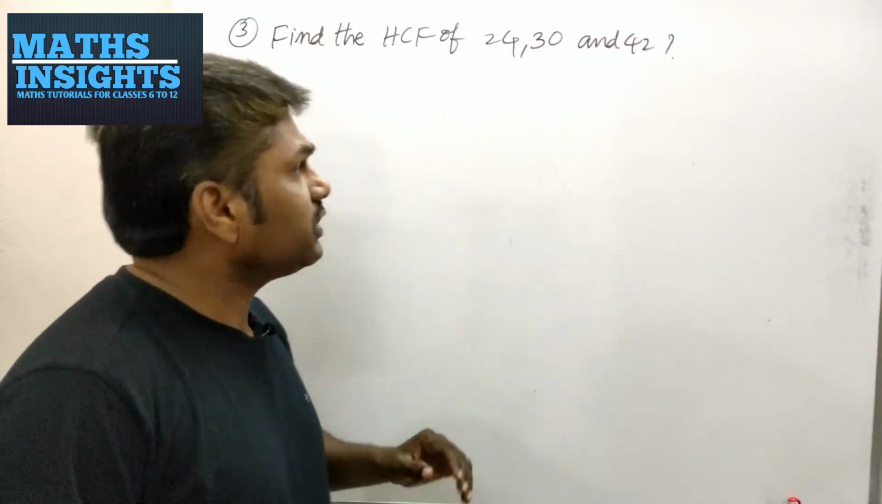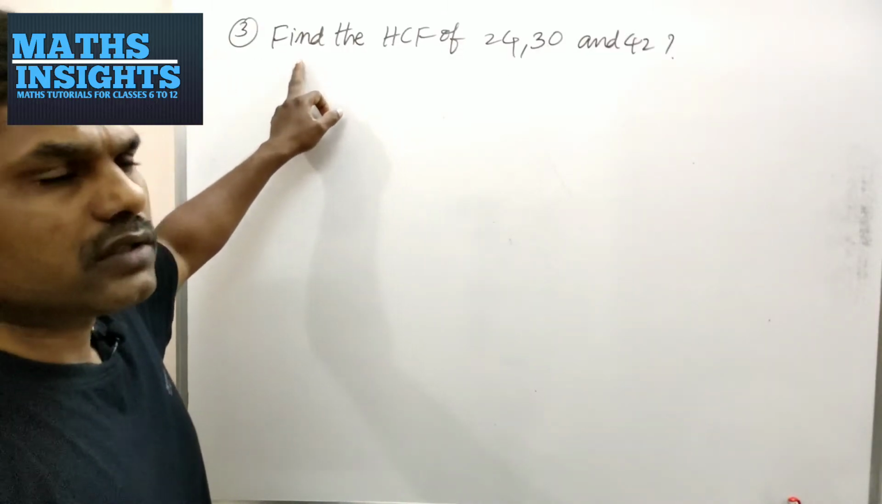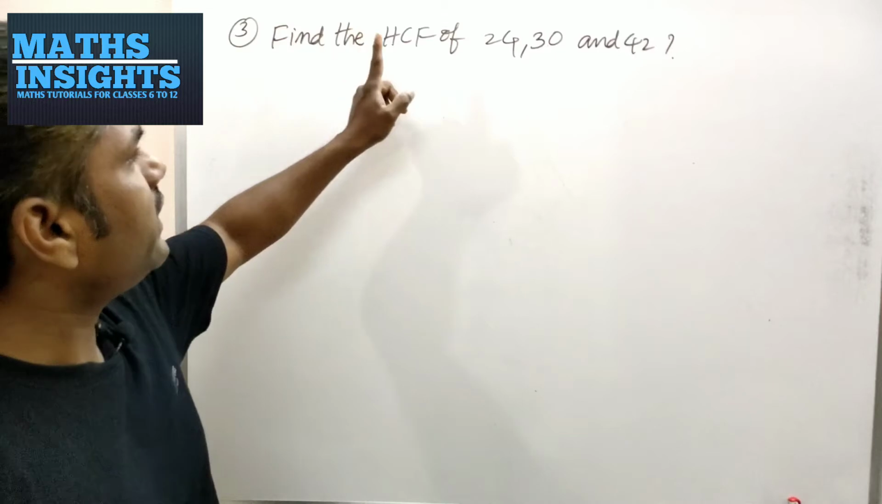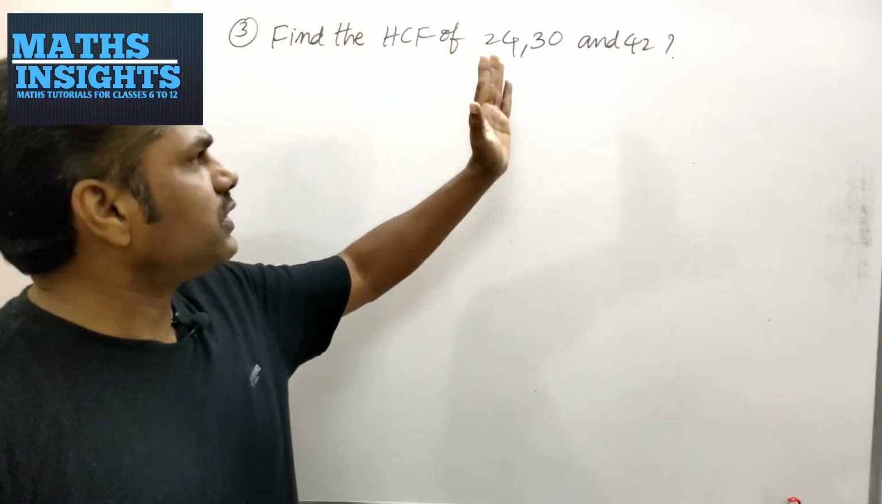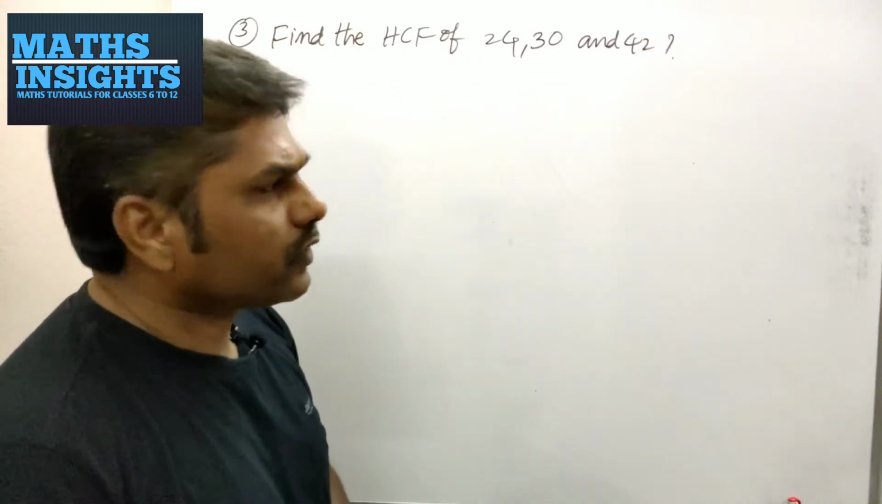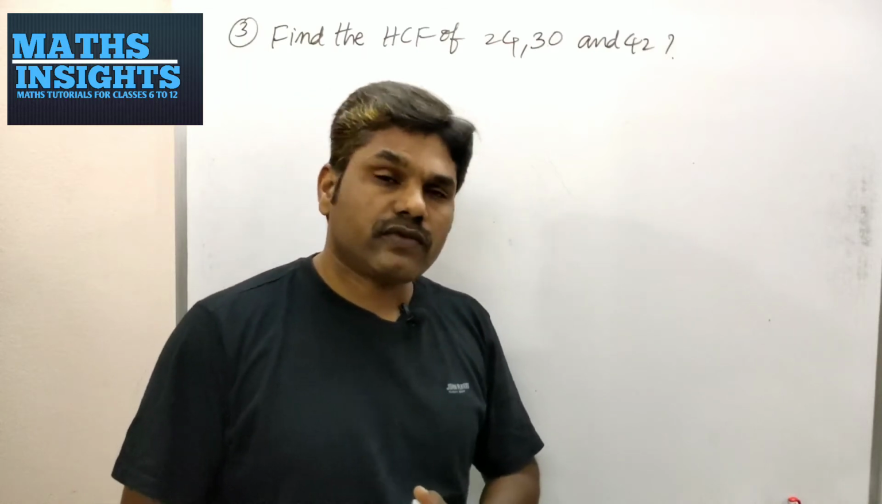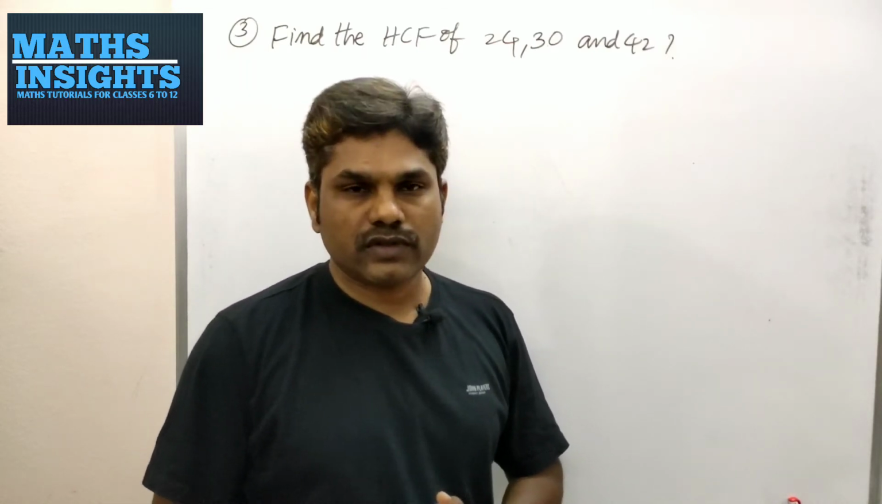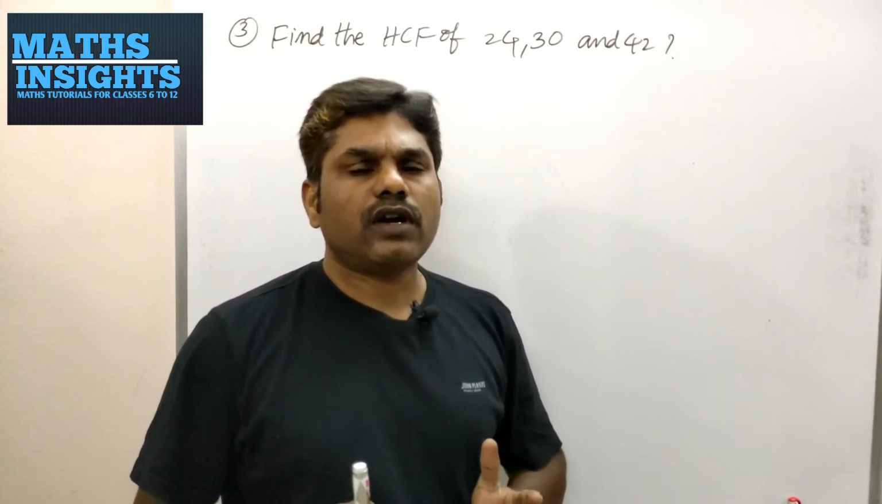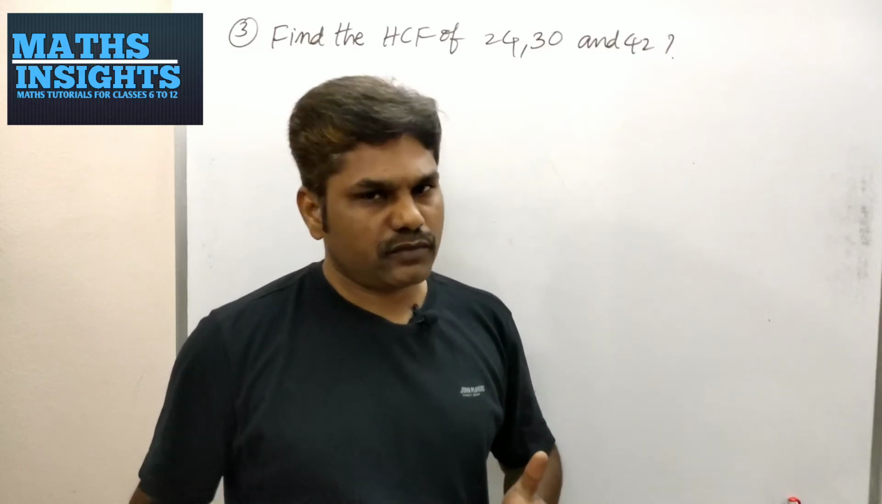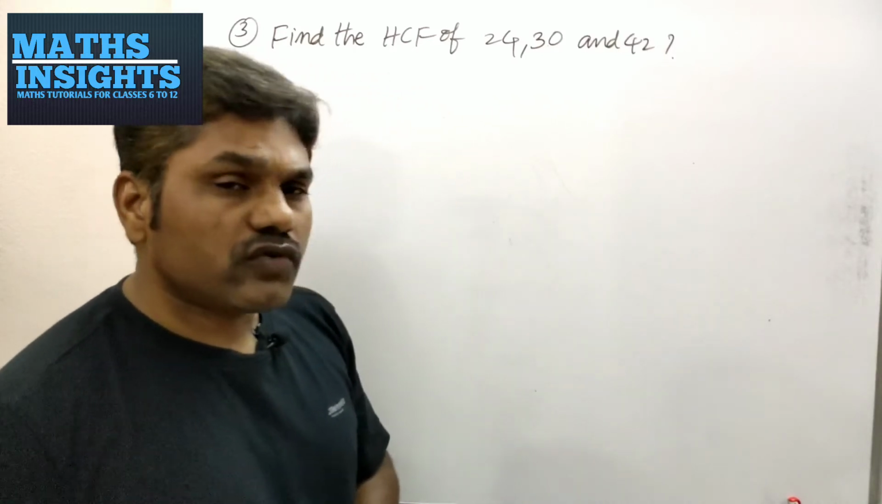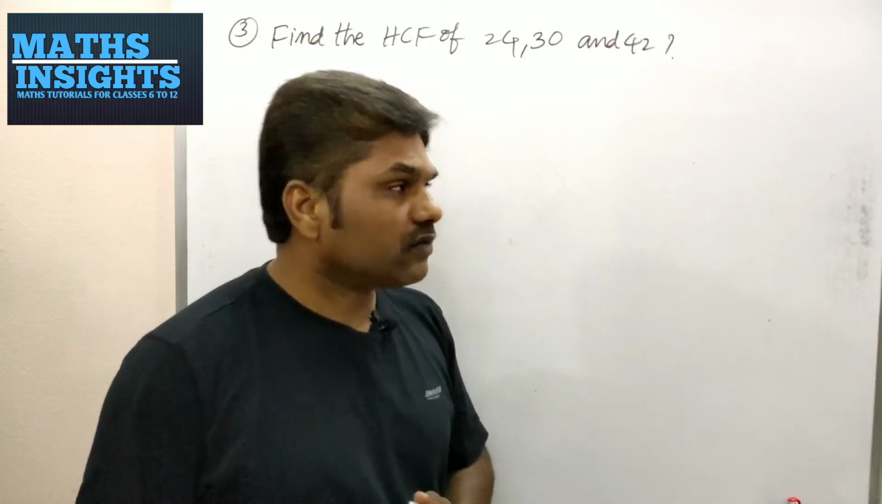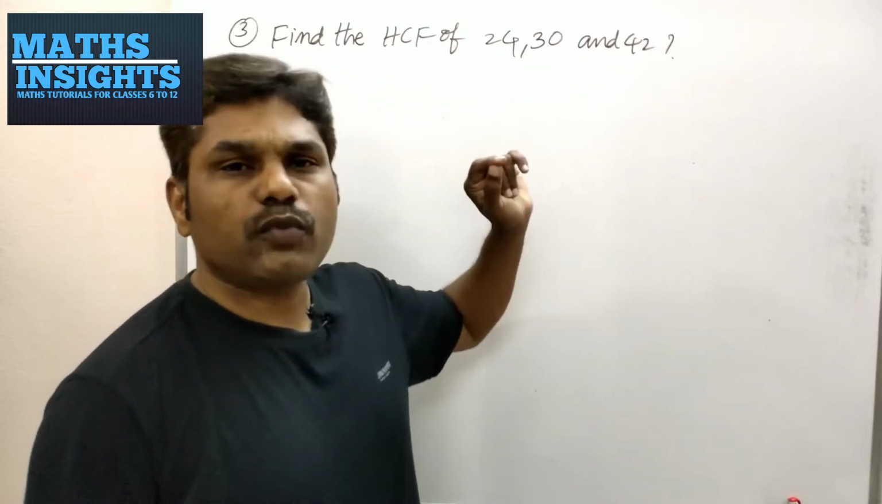This is the third question. They are asking the HCF of 24, 30 and 42. You can find the HCF of any number of numbers, minimum 2, and there is no limit for maximum. But you have to follow the same methodology whatever you are approaching here.